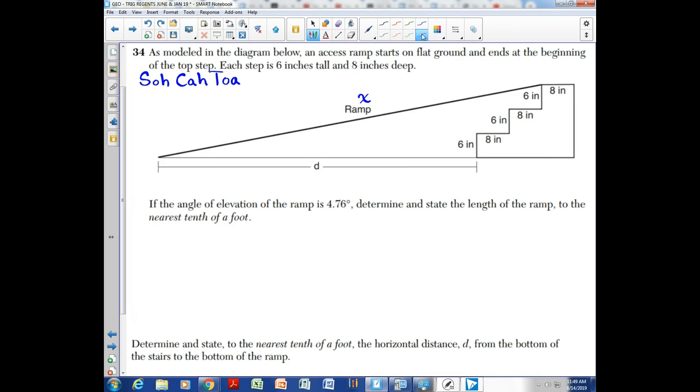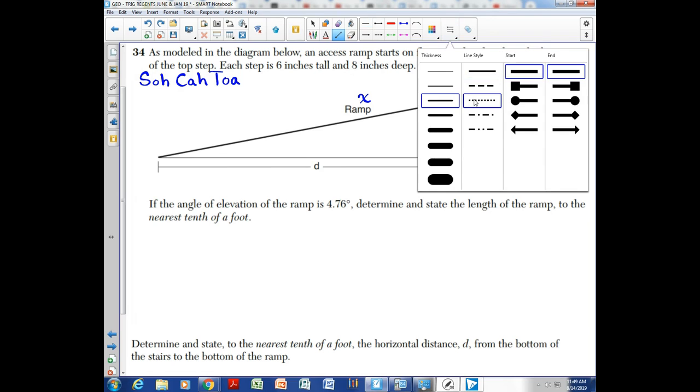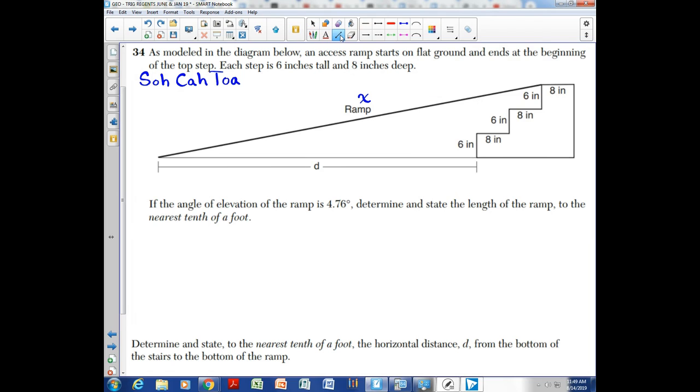But I also noticed that they want the answers to the nearest tenth of a foot. Yet they're giving me a whole bunch of dimensions here and lengths here in inches. So I am going to make some early conversions into feet, right? So one thing I'm going to do here is I'm going to try to change this into some right triangles. So I'm going to go to the very top of the ramp here and draw a line down here.